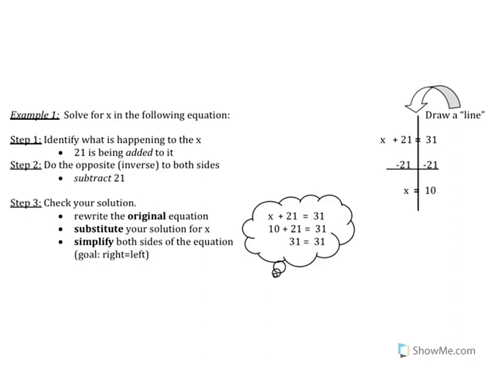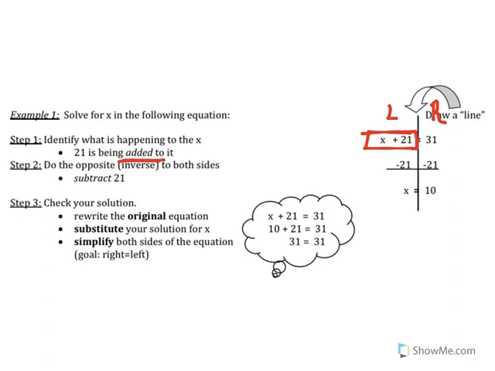To solve for X in the following equation, our equation is X plus 21 equals 31. So first we're going to draw a line down through our equal sign so that it's like our balance. This is our left-hand side of our balance, and this is our right-hand side of the balance. Step 1, identify what is happening to the X. So I'm going to look here to see what operation is happening to the X, and I see that 21 is being added to it.